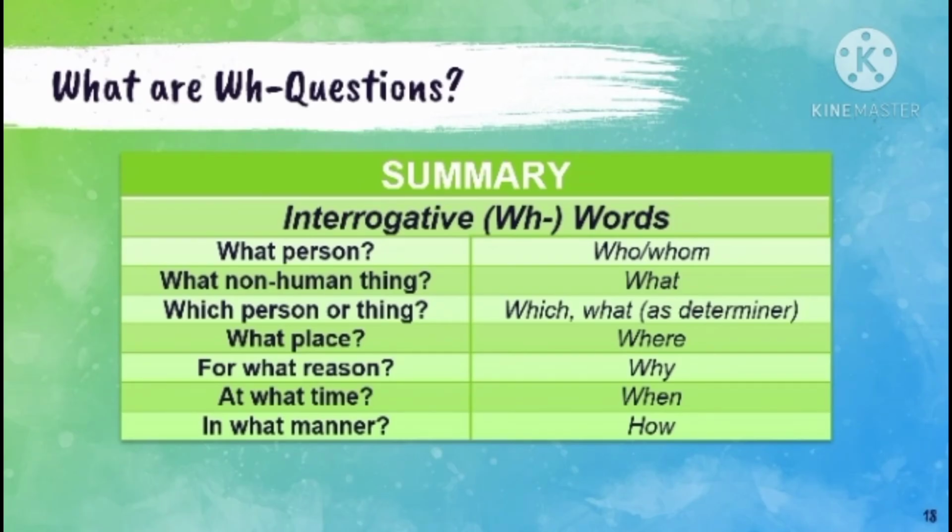To sum up, these are questions with their corresponding WH questions. To summarize them, first, the question what person. Its counterpart is the WH question who or whom. Next, what non-human thing? Its counterpart is the WH question what. Next, which person or thing? Its corresponding WH questions are which and what. And take note that the what acts as a determiner.